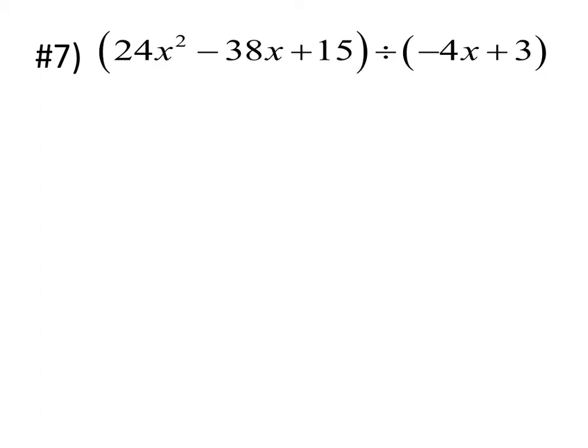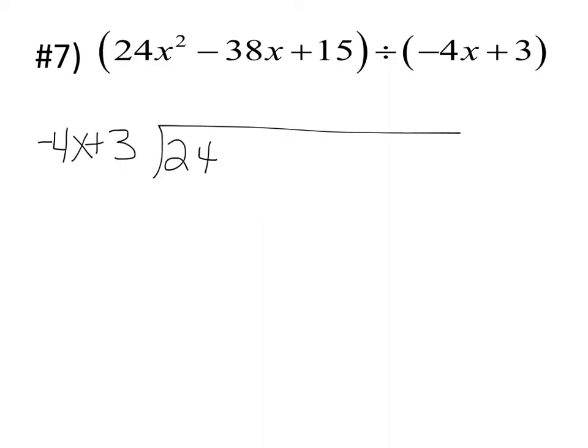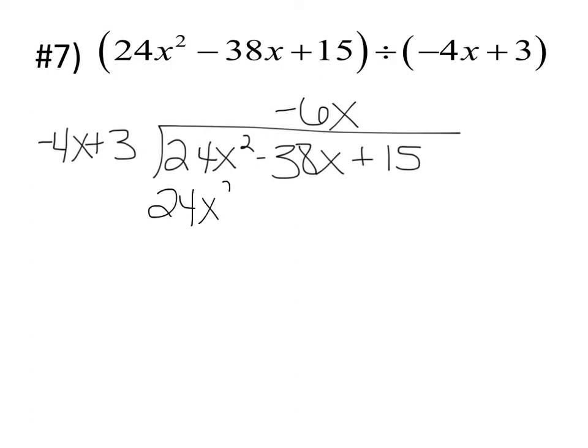Okay, now we're dividing by a binomial with a coefficient in front of the x that's not 1. So we have to do long division. So you're going to set it up negative 4x plus 3 dividing into 24x squared minus 38x plus 15. So you're going to say negative 4x times what gives me 24x squared? And it's negative 6x. And you go negative 6x times negative 4x is positive 24x squared.